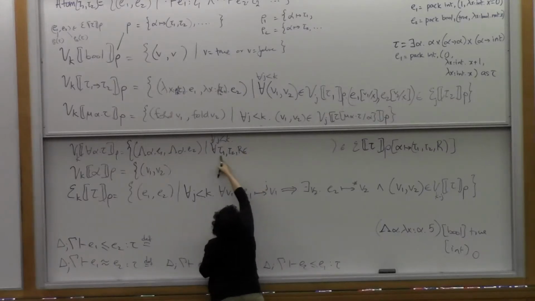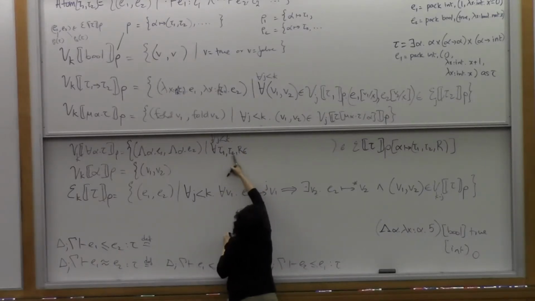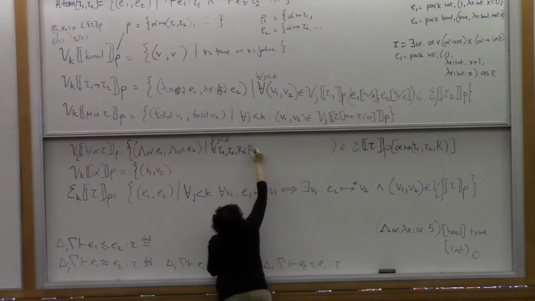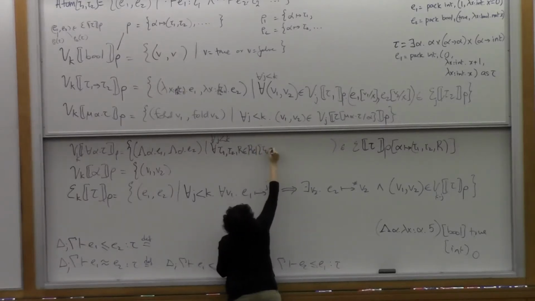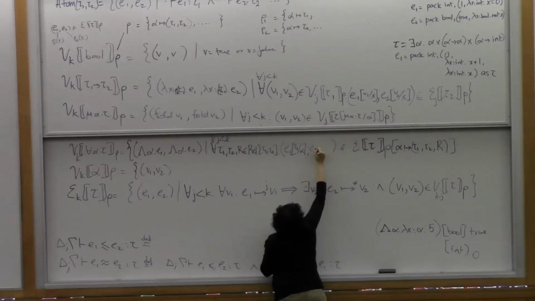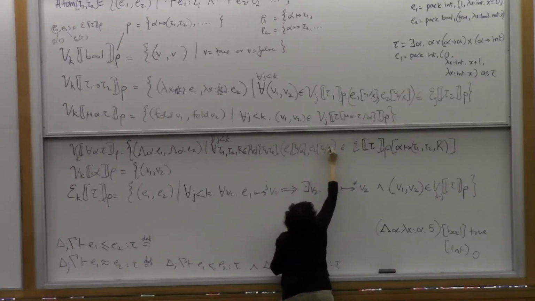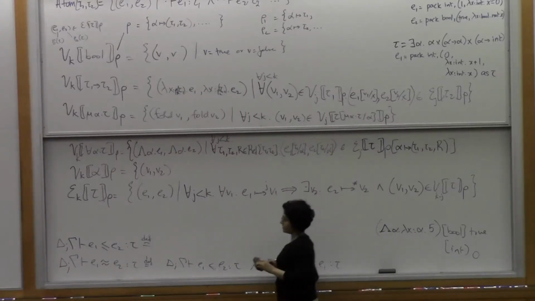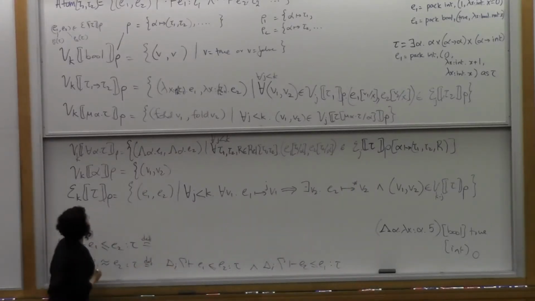So for all tau 1, tau 2, and for all R that belongs to rel of tau 1, tau 2, which I'll define in a second, we need to show that E1 with tau 1 for alpha is related to E2 with tau 2 for alpha. For the J step. Okay, what is rel?